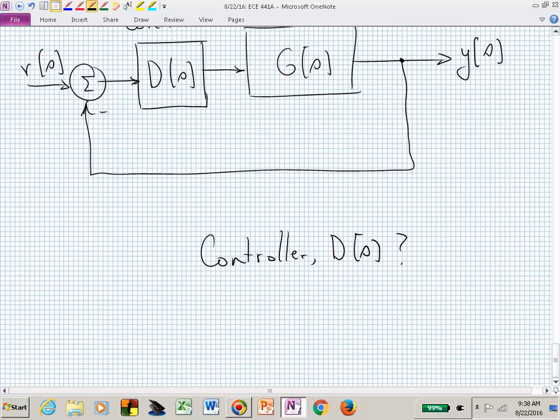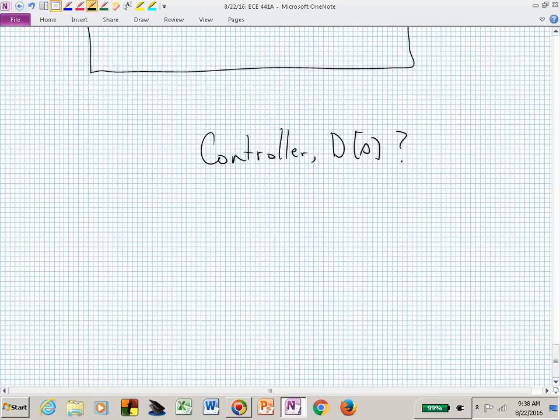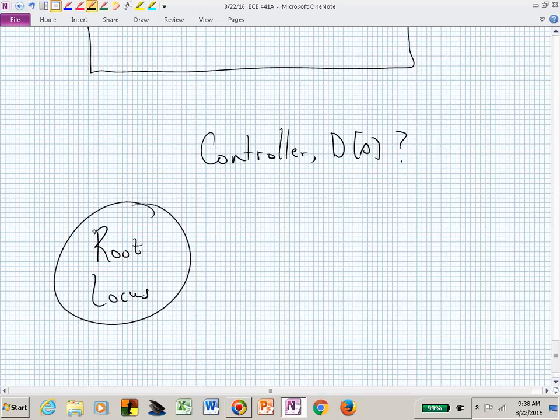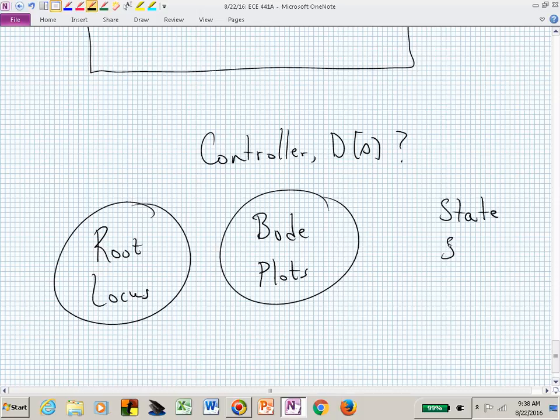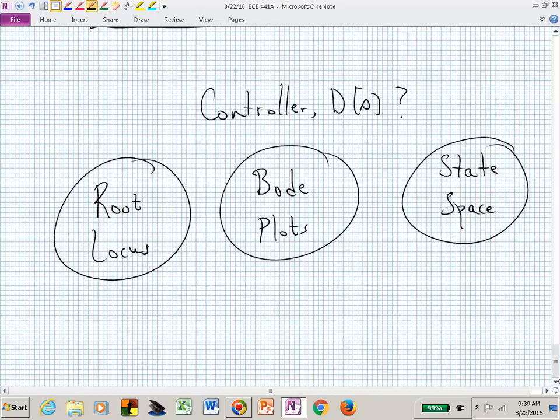What does that look like? And we'll have many different ways of designing that capital D of S. We might do it using a root locus approach. We might design using Bode plots. We might design using state space equations. We have at least 3 different areas that we could start thinking about or examining in terms of designing controllers.